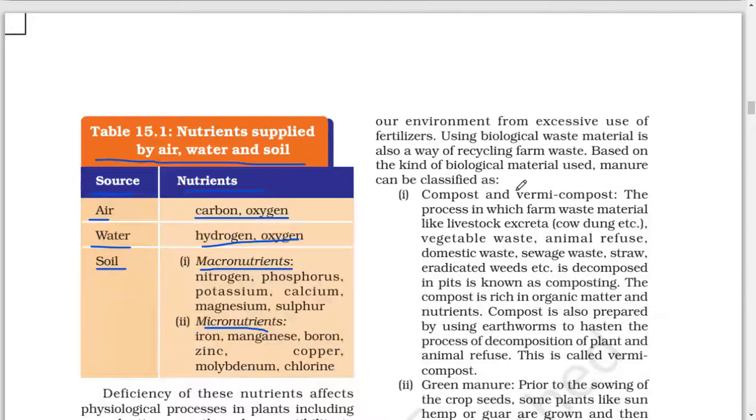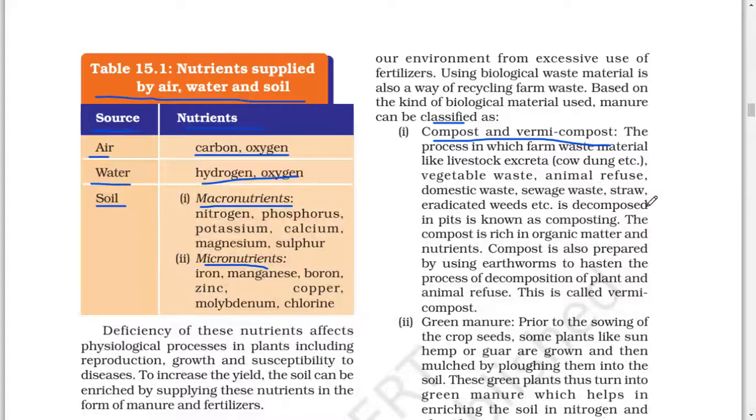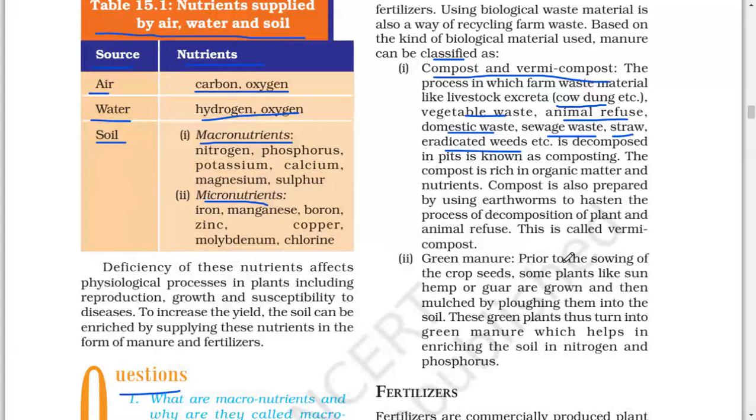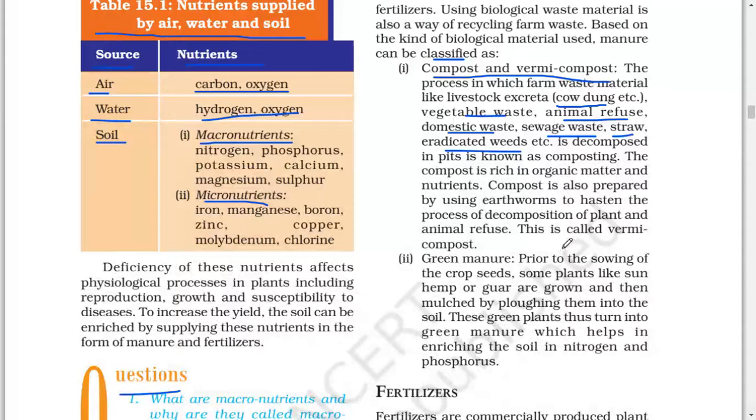Based on the kind of biological material used, manure can be classified as compost and vermicompost. In the process, farm waste material like livestock excreta such as cow dung, vegetable waste, animal waste, refuse, domestic waste, sewage waste, straw, eradicated weeds, etc., is decomposed in pits. This is called composting. The compost is rich in organic matter and nutrients. Compost is also prepared by using earthworms to hasten the process of decomposition of plant and animal refuse.